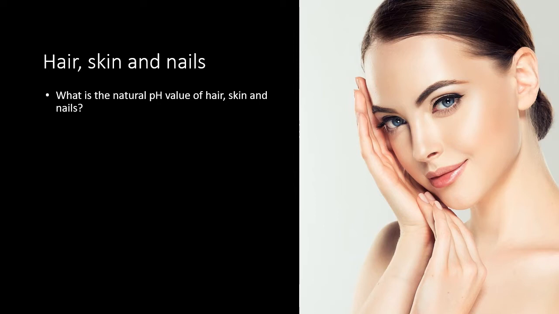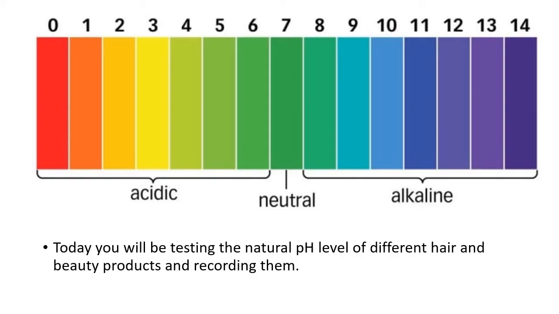So hair, skin and nails. What is the actual natural pH value of hair, skin and nails? It's 4.5 to 5.5 in its best condition, which means it's on the acid side. So we can see that 4.5 to 5.5 is around the green area. It is acid.